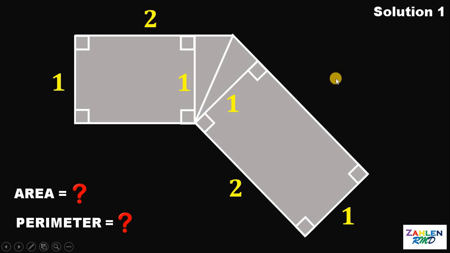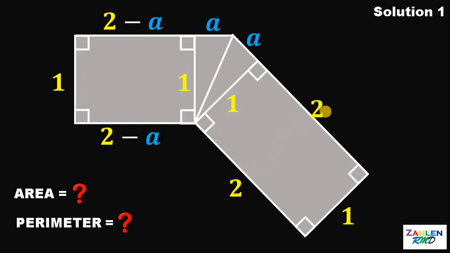Now since they are congruent, if we let this leg be equal to A, the other leg must also be equal to A. Now, since this length measures 2 units, this remaining segment must be equal to 2 minus A. Now take note that this region right here is a rectangle. If this is 2 minus A, the other side must also be 2 minus A. Now if this is 2, the opposite side must be equal to 2.